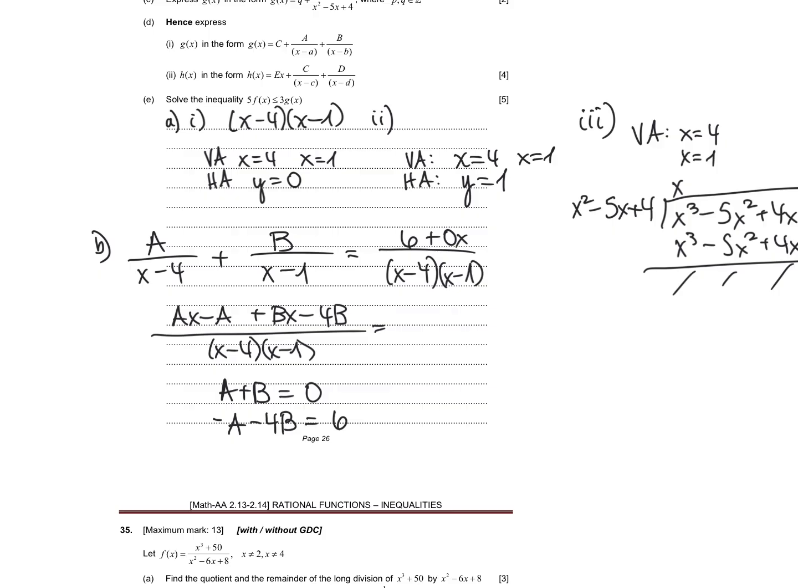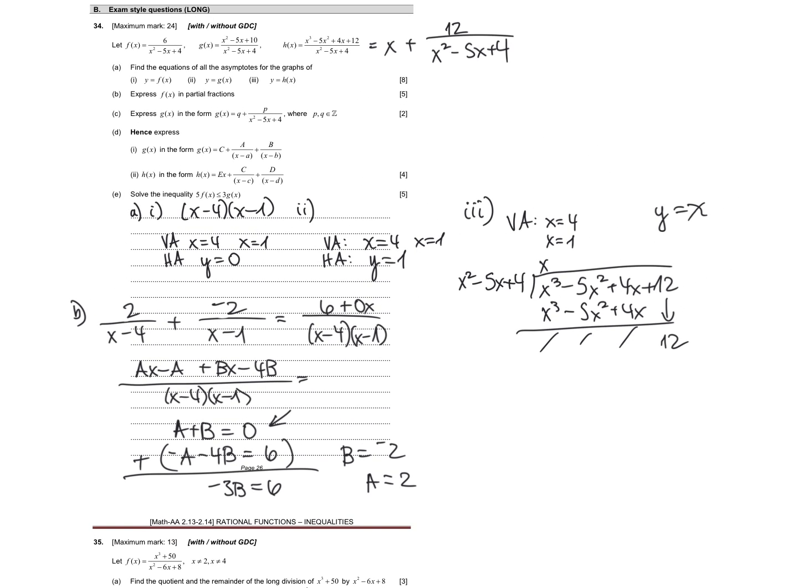Oh, let me just eliminate. So it's plus, so that goes away. So this is negative 3B, and this is 6. So B is negative 2, and that means A is positive 2 when you substitute it in here. So that means we can rewrite that as 2 plus a negative 2. You can also do this with the cover-up method, okay?